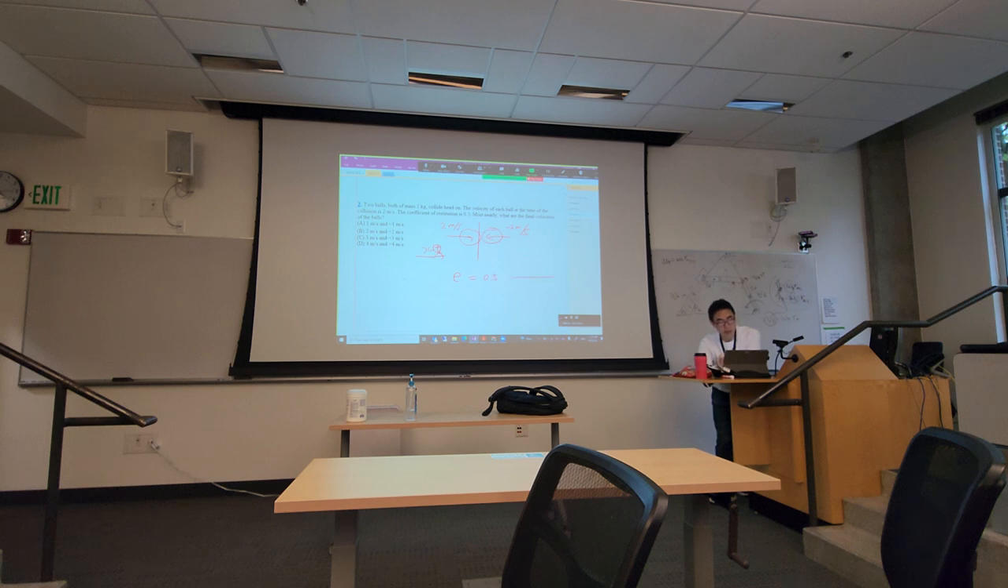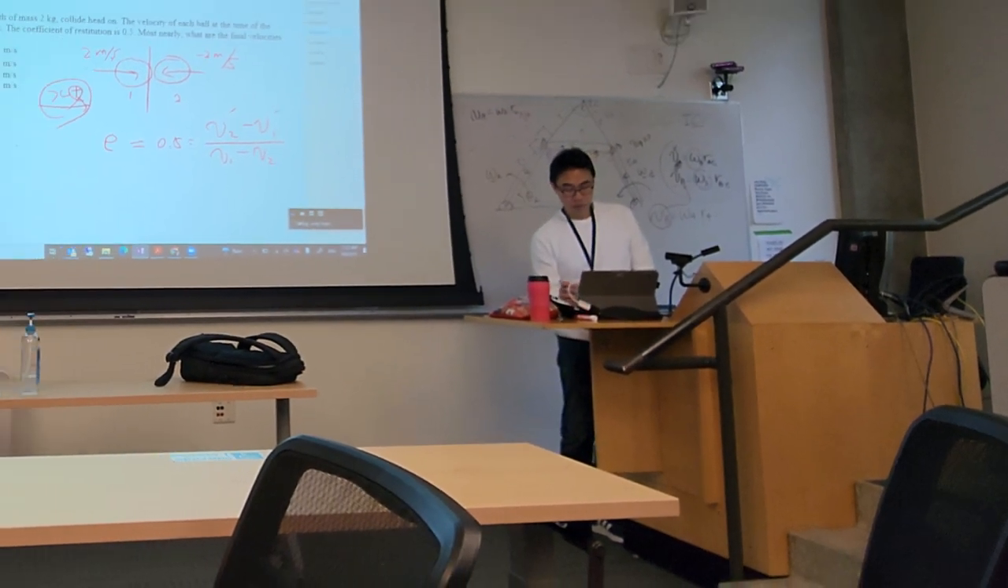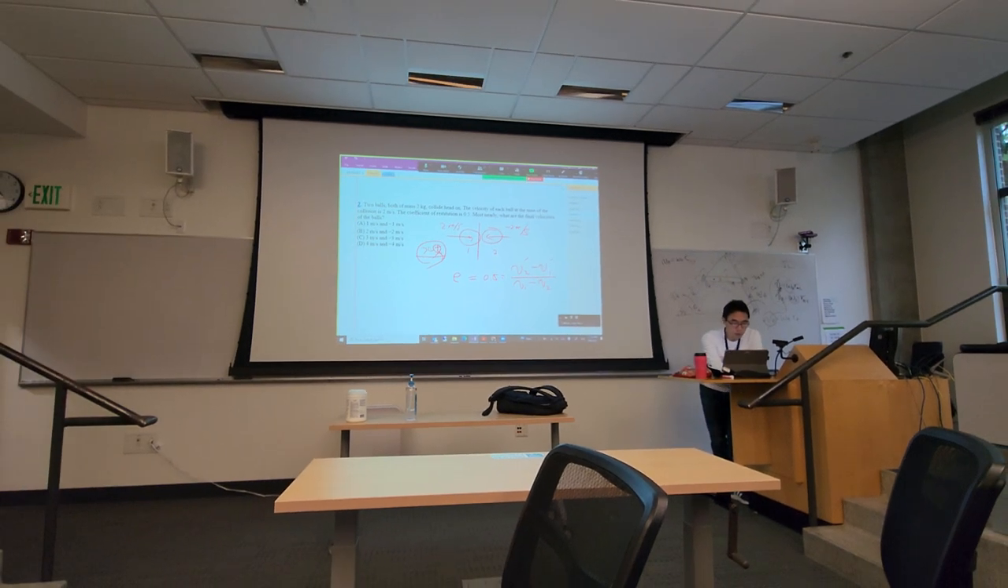Do you remember what this is? I'm going to call them ball 1 and ball 2. So V2 after the collision minus V1 after the collision, over V1 initial minus V2 initial. Make sure that, because the x direction is positive here, this is positive and this is negative. Good? So if you plug this in here, then you will be able to find this. But this is not enough, but it is enough. Take a look at this. This is 0.5.